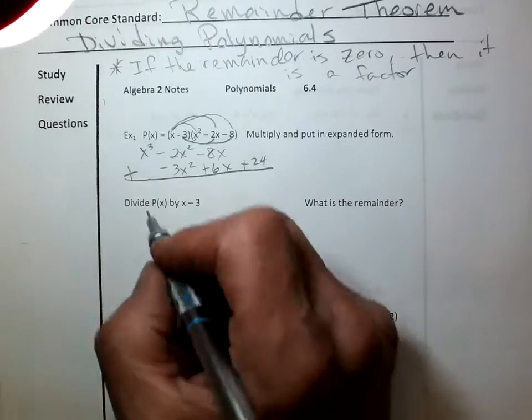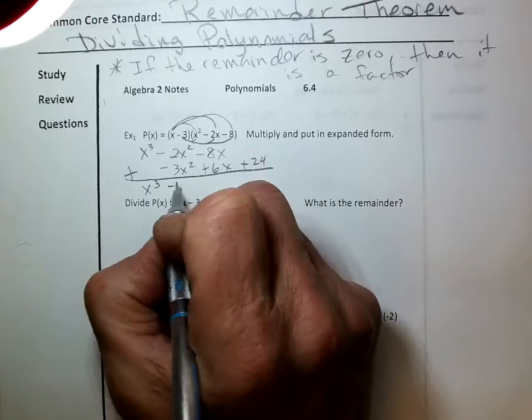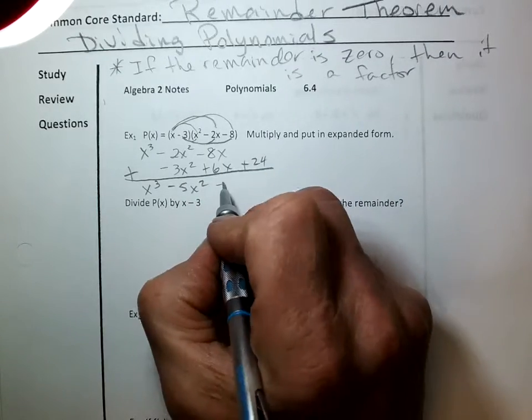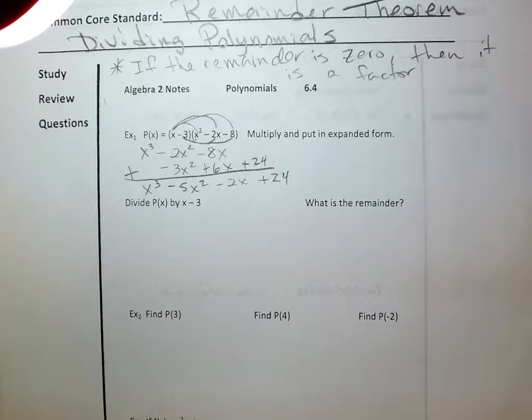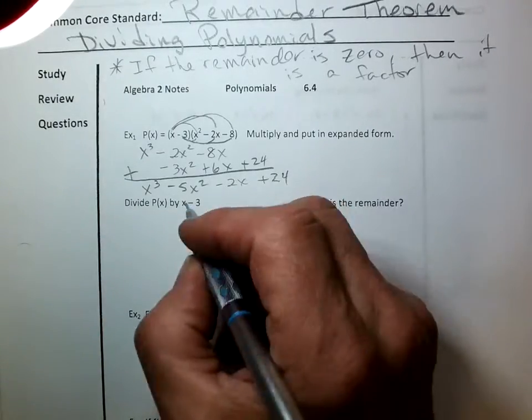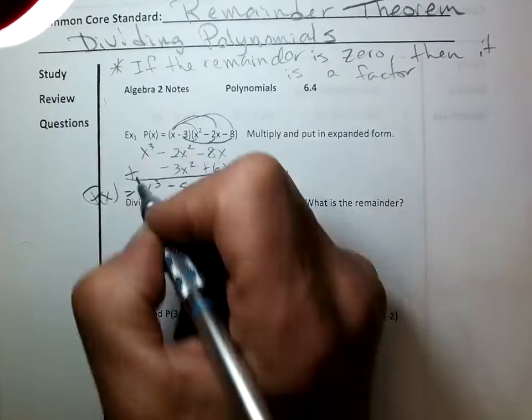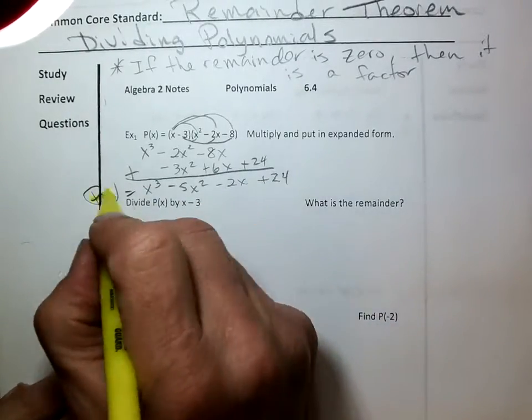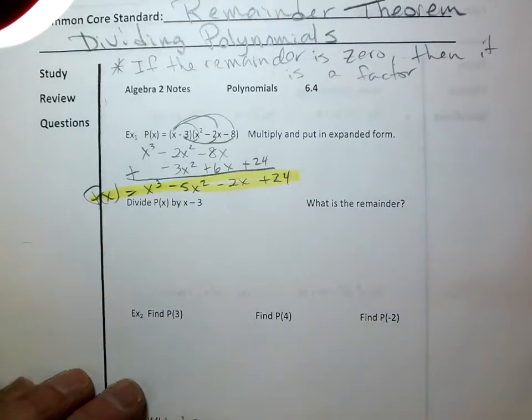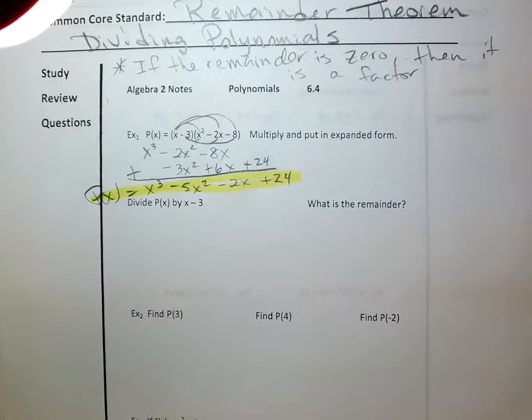So then I finally multiplied, okay? So then I've got x cubed minus 5x squared minus 2x plus 24. Okay, that's my answer, okay? All right? So this is p of x now. p of x in its expanded form is going to be x cubed minus 5x squared minus 2x plus 24. Thumbs up so far? I mean, we didn't do anything we haven't done before. We know how to multiply it out.